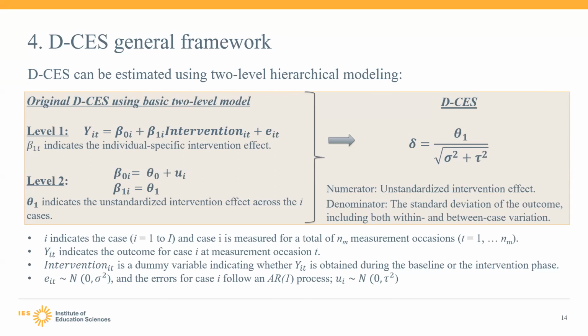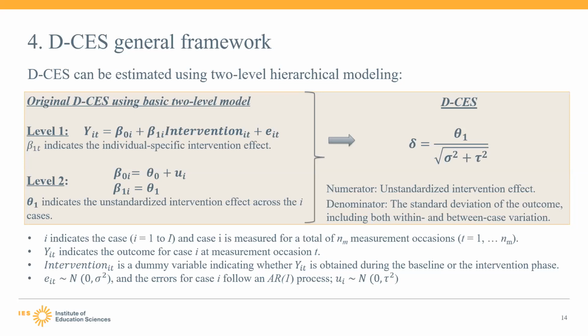Beta 1I indicates the expected intervention effect, so the change in the level of outcome upon introduction of the intervention for individual I. And beta 0I is then the expected baseline outcome level for individual I, that is when the indicator variable intervention equals 0. The errors indicated by E are assumed to be normally distributed with mean 0 and variance sigma squared. And the errors for case I follow a first order autocorrelation.